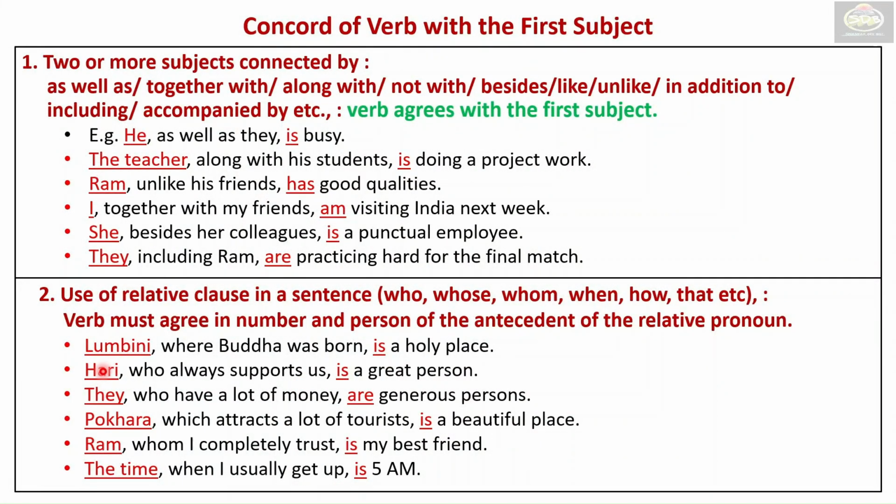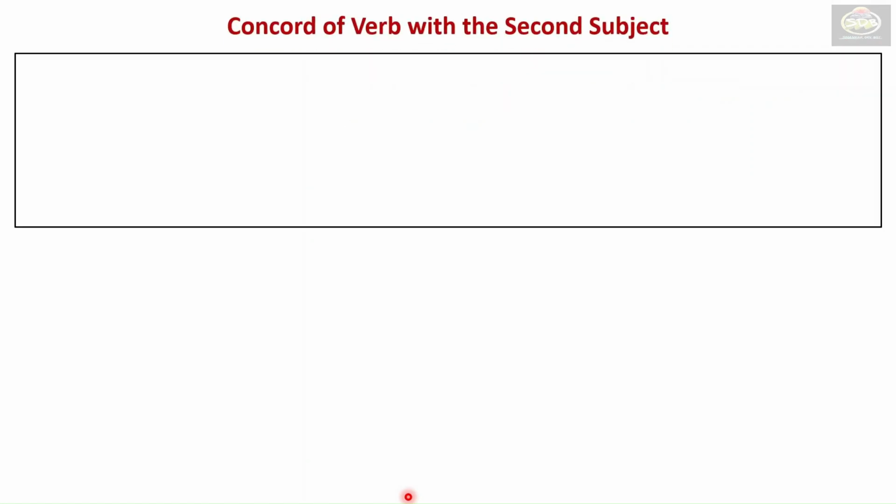This is antecedent. Hari is antecedent of this relative clause. Therefore, Hari is a great person. The verb agrees with Hari. They who have a lot of money are generous persons. It means they are generous persons. Are agrees with they. Pokhara, which attracts a lot of tourists, is a beautiful place. Pokhara is a beautiful place. Ram is my best friend. The time is 5 p.m. In this way.